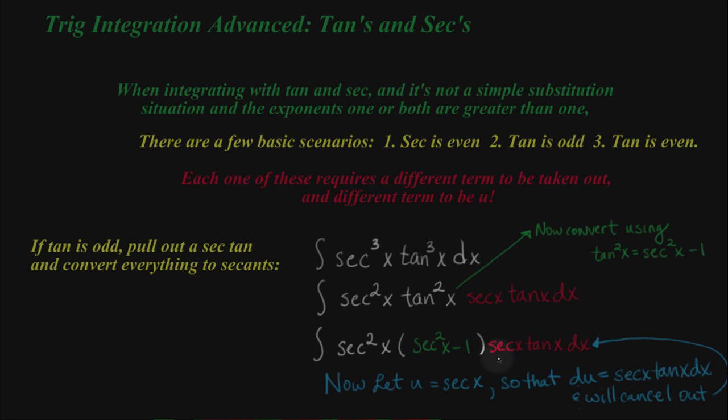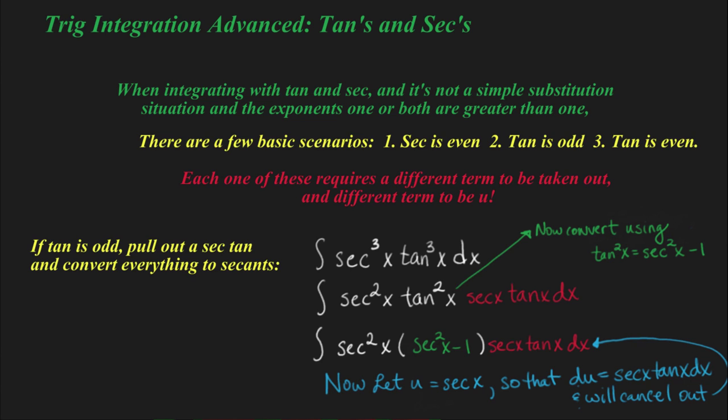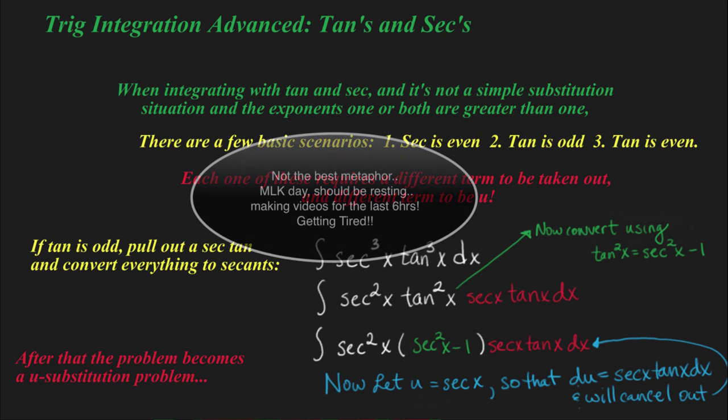And then depending on how you do your u sub, the secants will cancel out with the secant tan over here. All right? And then at that point, all it is after that is your basic u sub problem. So you follow your u sub rules after that. Okay? Nothing too complex if you know the rules and what to do, right?